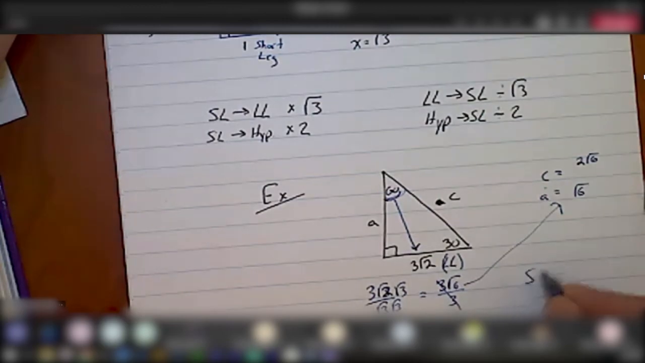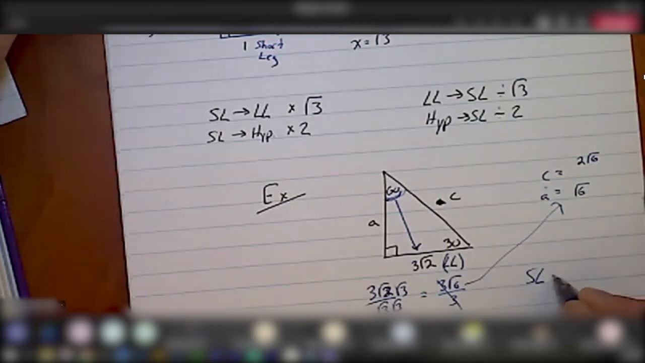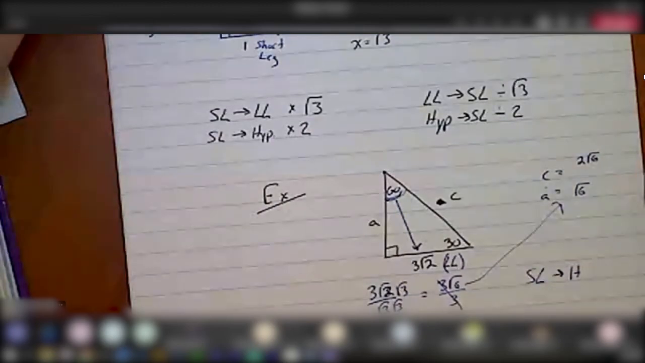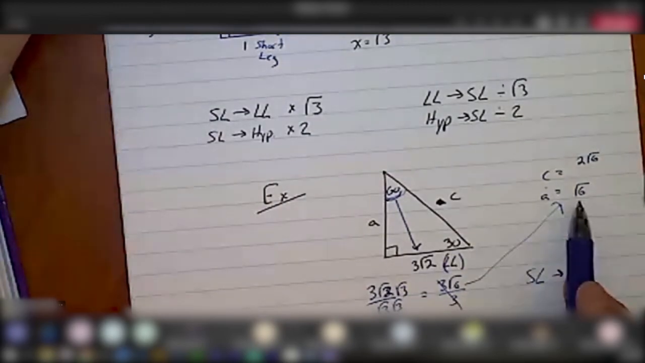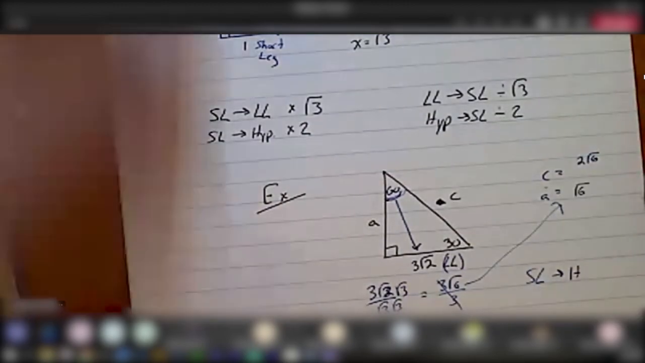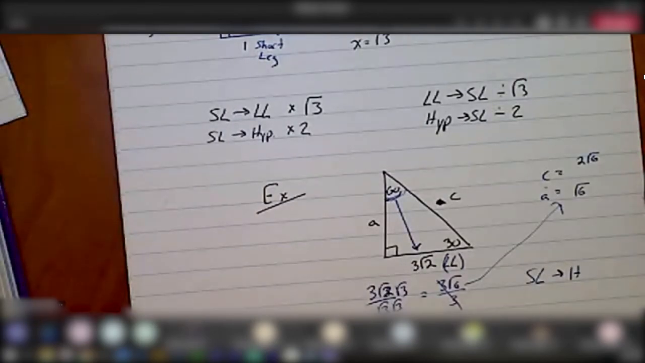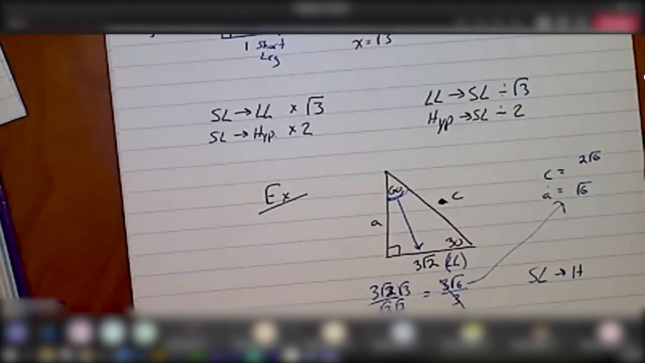And then once we have the short leg, to go from the short leg to the hypotenuse, all we need to do is times it by 2. So the square root of 6 times 2 is 2 square root of 6. Lewis, very nice. The goal eventually, guys, is that you will be able to do that almost mentally in about a week or so, hopefully, okay?